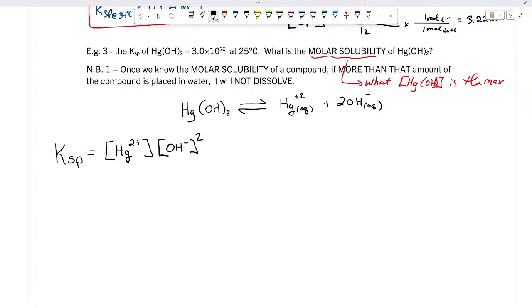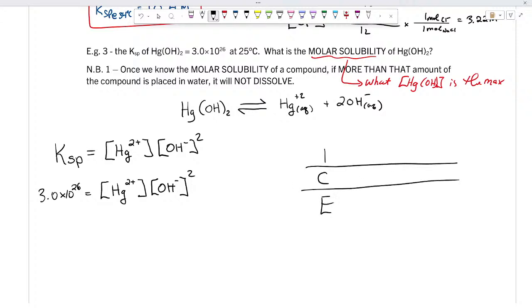You guys are good. In time, you could be great. Okay, so now, here's the problem. We know the value of this. 3.0 times 10 to the 26 equals the concentration of Hg2 plus times the concentration of OH minus. How in the heck can I have two unknowns and solve one equation? You can't, can you? Except, ICE table.